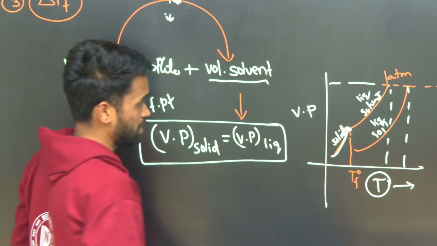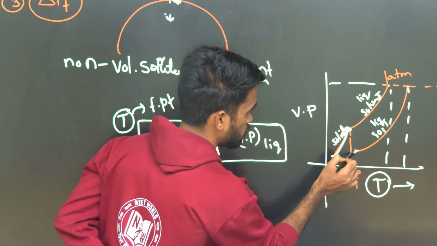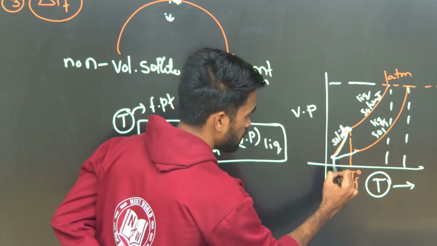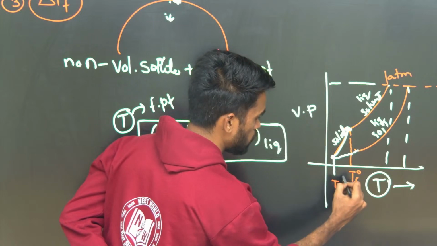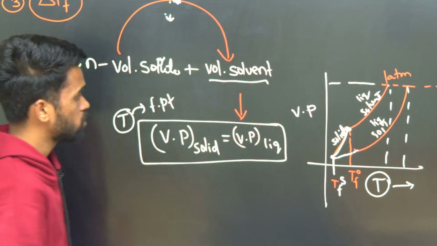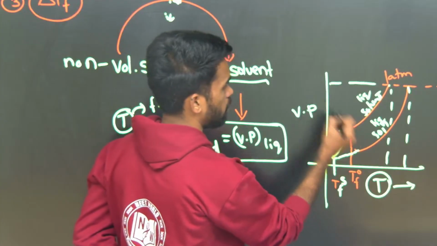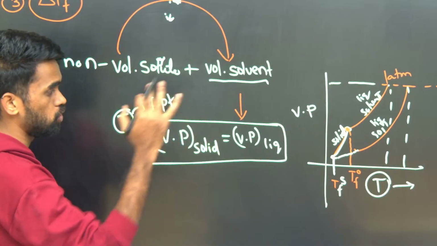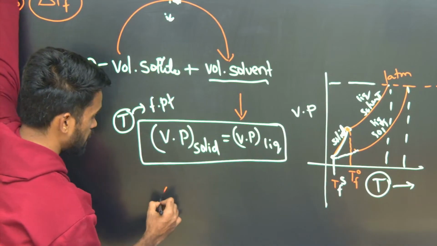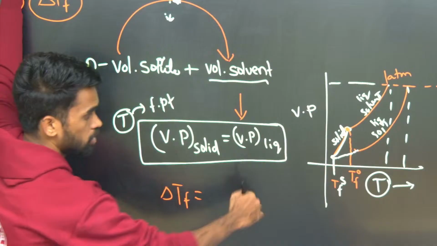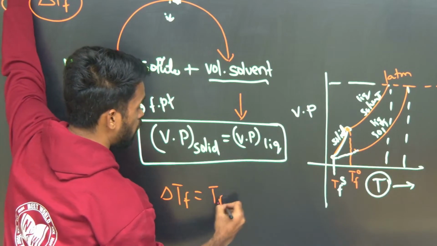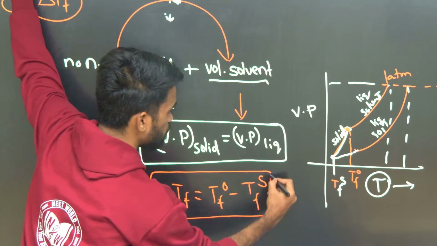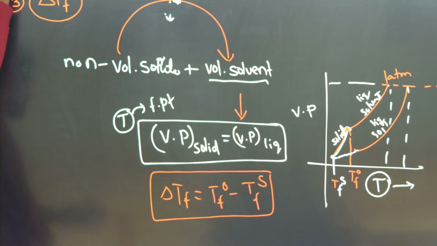Now just extend the solution curve also. Here it is touching, so this is the freezing point of the solution. Both curves should intersect, then we can say it's the freezing point of solvent and solution. So what is the difference? ΔTf is equal to that higher value, Tf naught minus Tfs. This indicates the depression in freezing point. Hope this is clear.